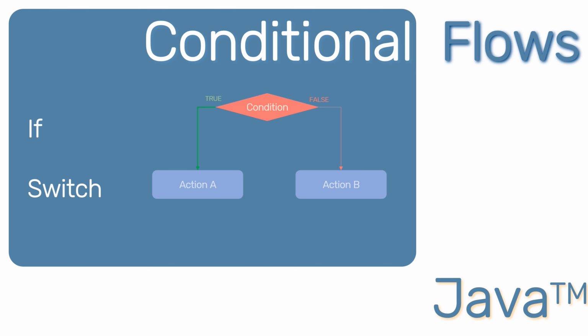In this video, I'm gonna show how to implement conditional flow in Java. In Java, we have two major types of conditional flow statement: if statement and switch statement.